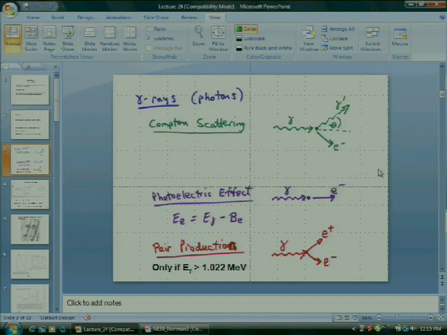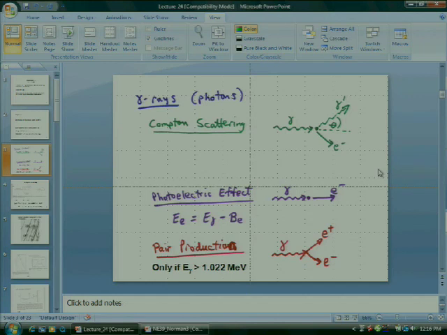And then the third process by which photons interact is called pair production. This is a process in which E equals mc squared literally happens. So you have a photon coming in, and in the vicinity of a nucleus or an atom, it converts itself from being a photon into an electron-positron pair. Now this can only happen for photons that have an energy above twice the rest mass energy of an electron, which means the photon has to have an energy greater than 1.022 MeV for that to happen.